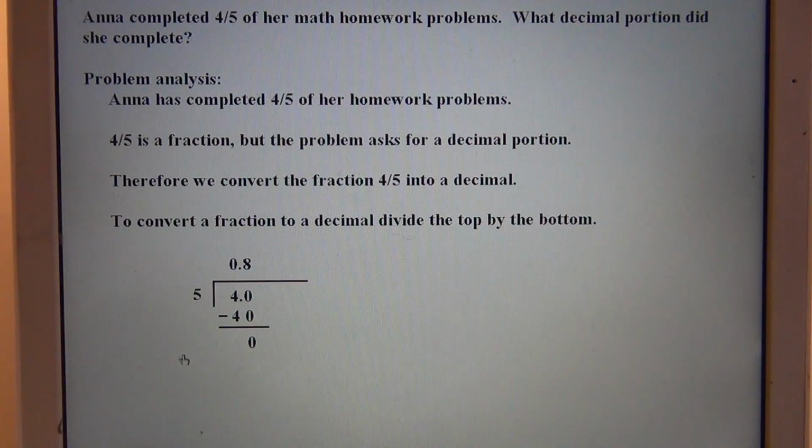Let's take a look. We have 4, and we'll put a decimal and a 0, and we'll put our decimal up in our answer here. Now, 5 cannot go into 4, it's too big, so it goes 0 times, but 5 can go into 40. And 5 can go into 40 8 times. 8 times 5 is 40, and we subtract and we get 0. So when we convert 4/5 into a decimal, we get 8/10. Excellent.